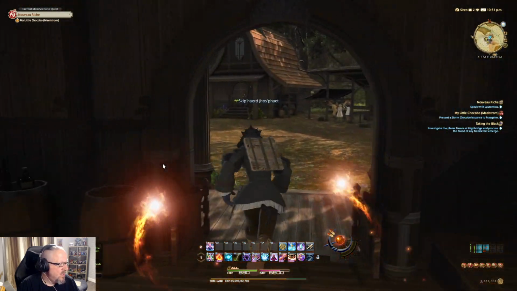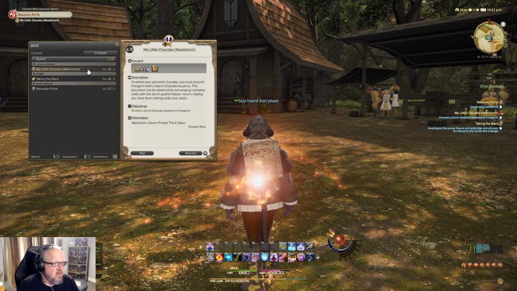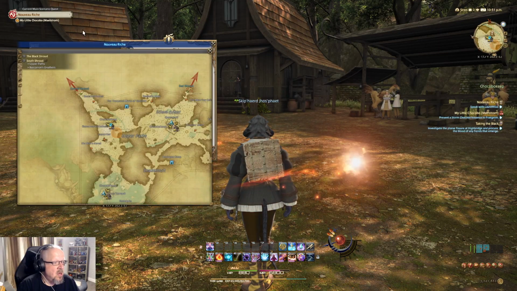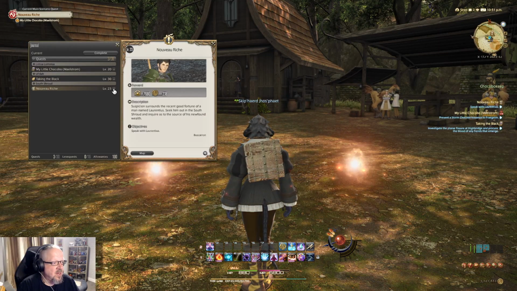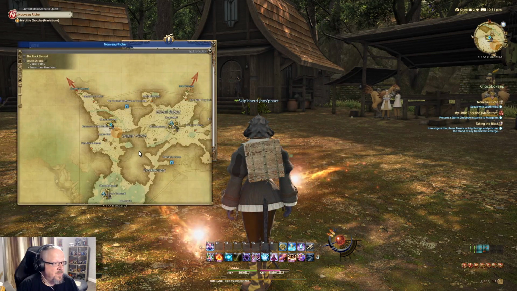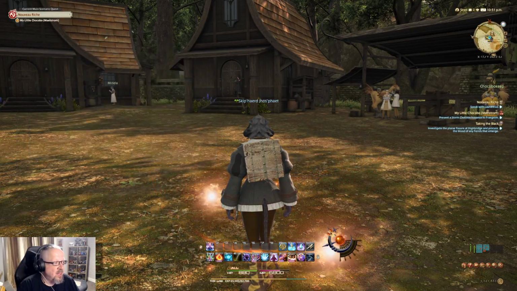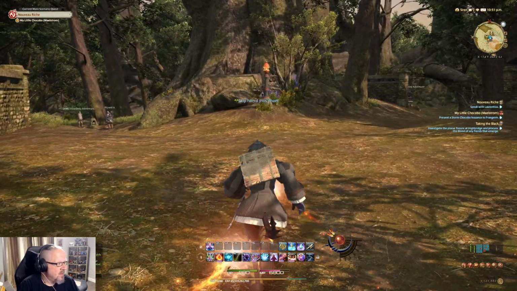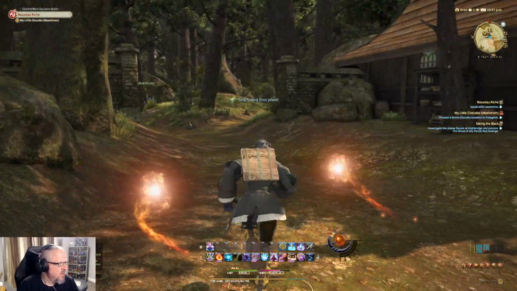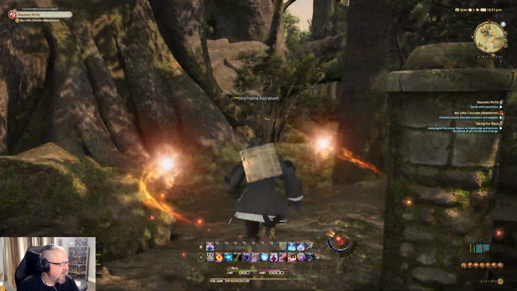Wait, what? Oh, I see. I should be tracking this quest. Map. Oh, over here. Okay, so to my right. This way, okay. Somewhere in this area. General area. Somewhere around here, he's hiding out.